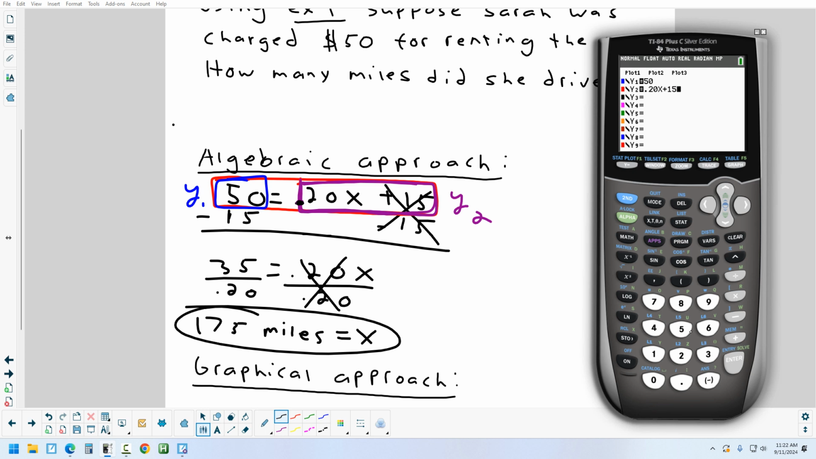So type that in. We're going to press zoom. And what did I say the window that we start with is usually? Standard. Yeah, we'll do the standard window. When we get to trig, we'll do zoom 7 a lot, but I would say zoom 6 and 7 are what we use most often. As long as the yellow circle's spinning in the upper right, it's thinking.